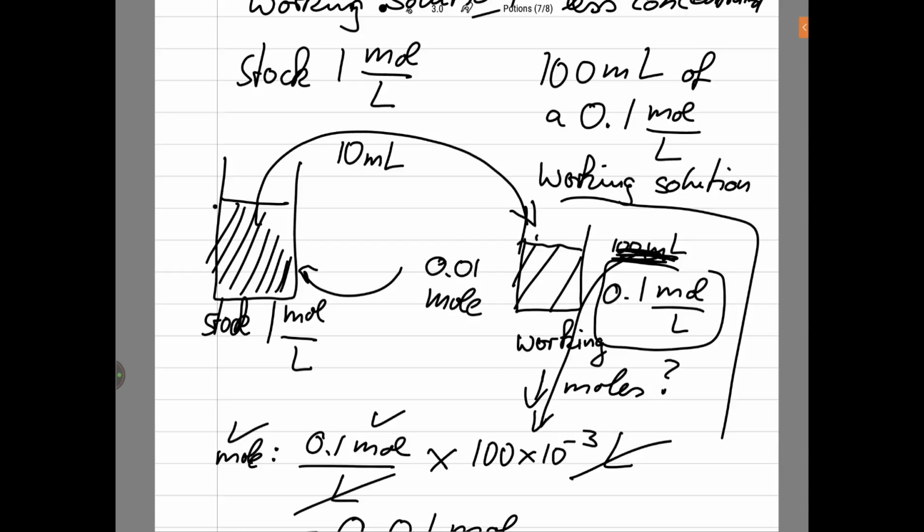Now I've got 10 milliliter of the stock. I want a total volume of 100 milliliter here. So I just take these 10 milliliters and add, for example, 90 milliliter of water. And I've got my 100 milliliters with the 0.01 mole that I want.